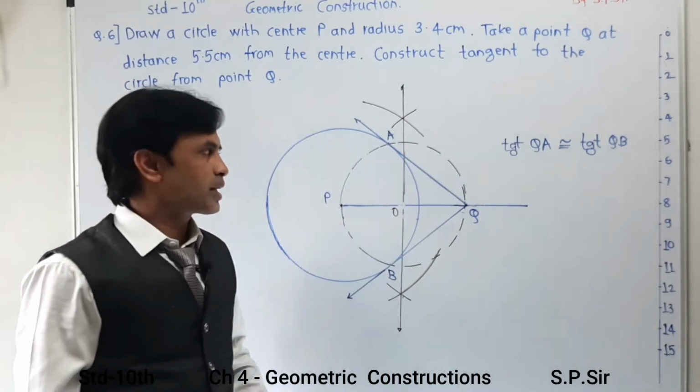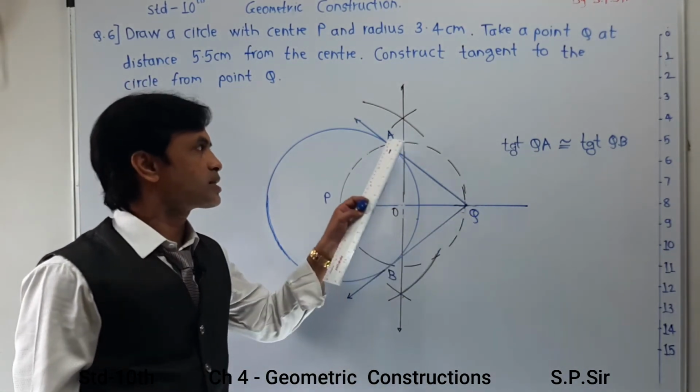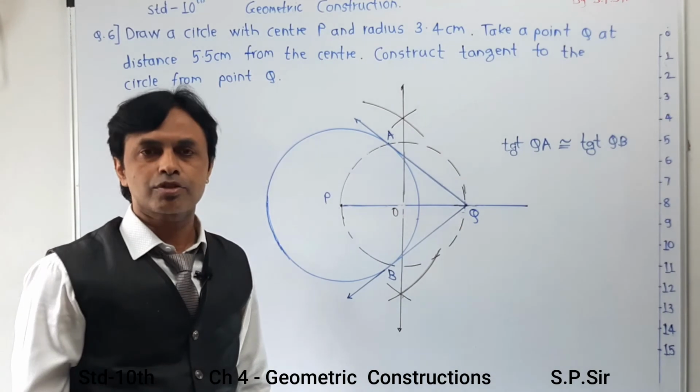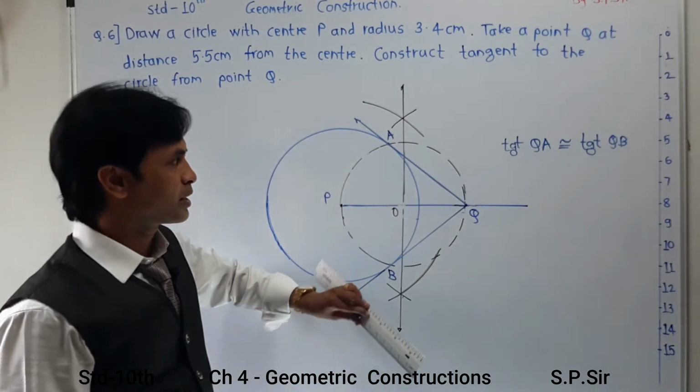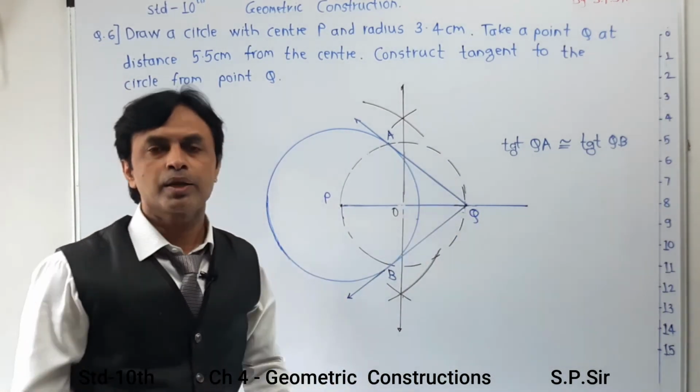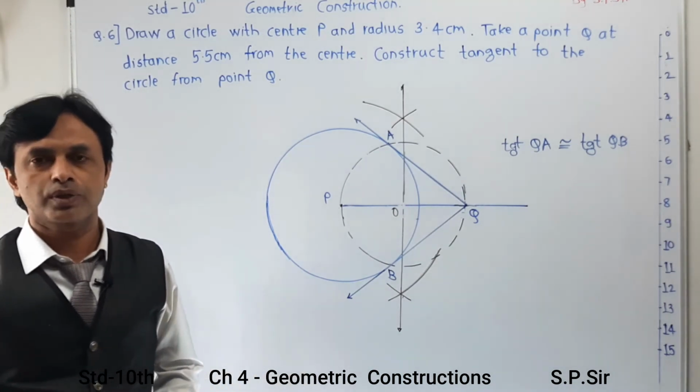Sometimes in the question paper, they are also going to ask you to measure the distance QA and QB, that is the length of the tangent. In this case, you have to measure that distance with the help of a scale. And whatever the centimeter value is, you have to write it over there.